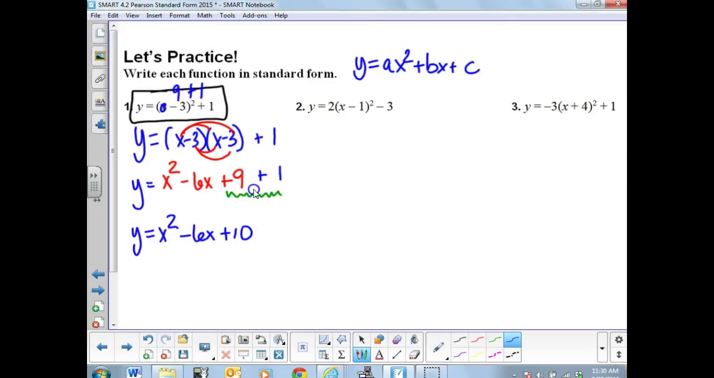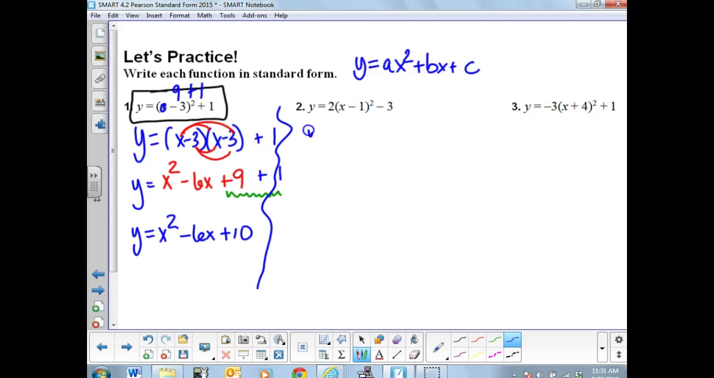So if you have a book question tonight, and it says, tell me what the y-intercept is, you have two options. You could either expand it out to get it in standard form, and then you can see the y-intercept. Or you could just say, I'm going to plug in a 0, and that's my y-intercept. Okay? So we got options. Let's do one more of these, and then we'll move on to a little more practice on graphing.